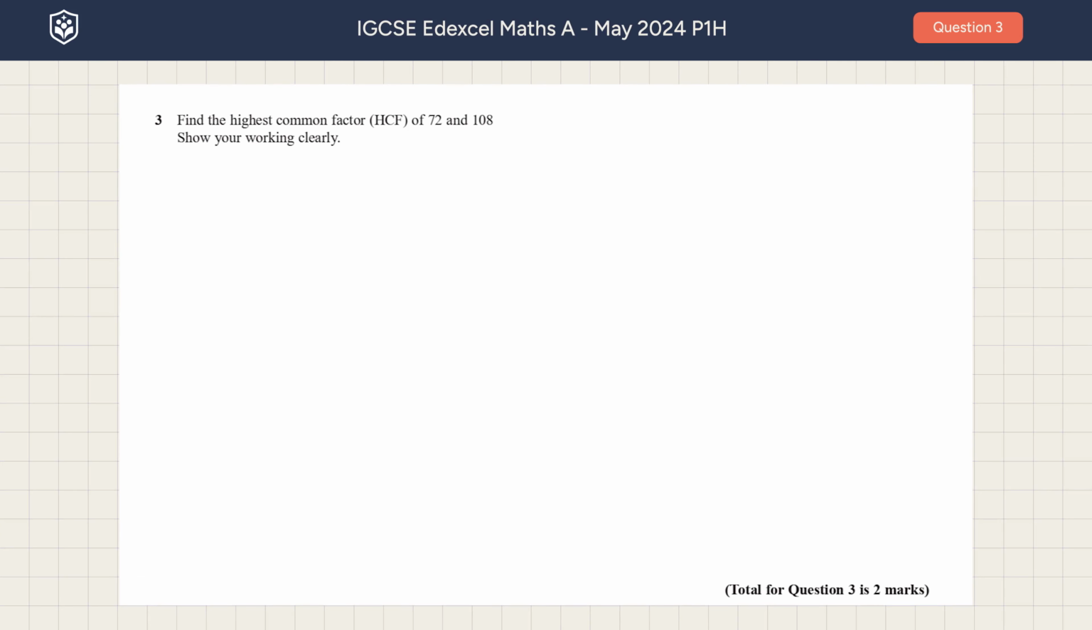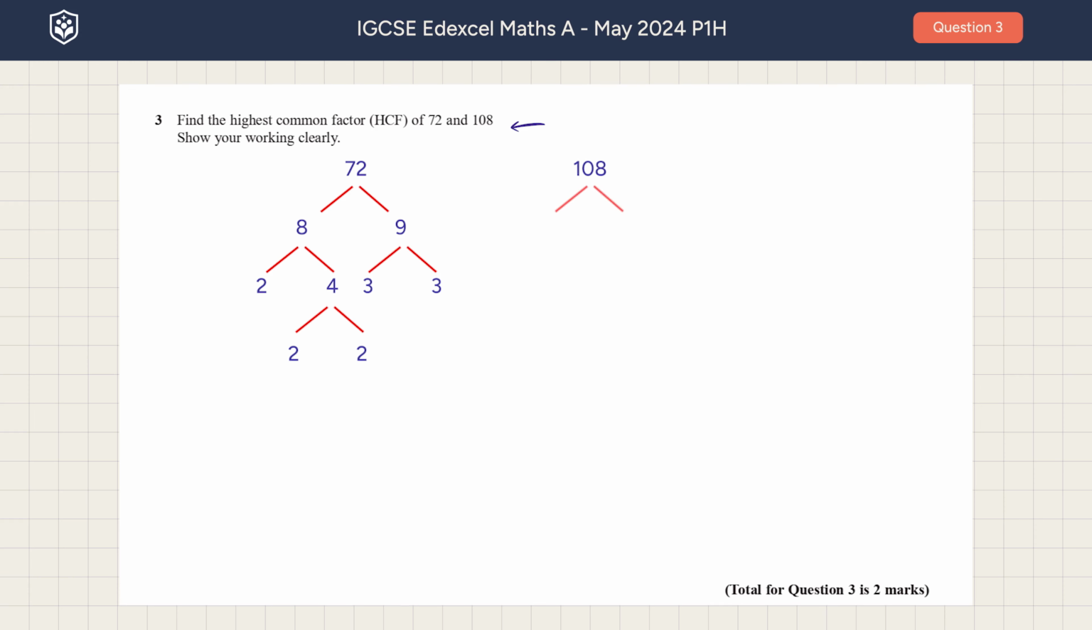Moving to question 3, we are asked to find the highest common factor of 72 and 108. We can find this by figuring out the prime factors of each number by breaking them down. 72 is 8 times 9, 8 is 4 times 2, and 4 is 2 times 2. Then 9 is 3 times 3.